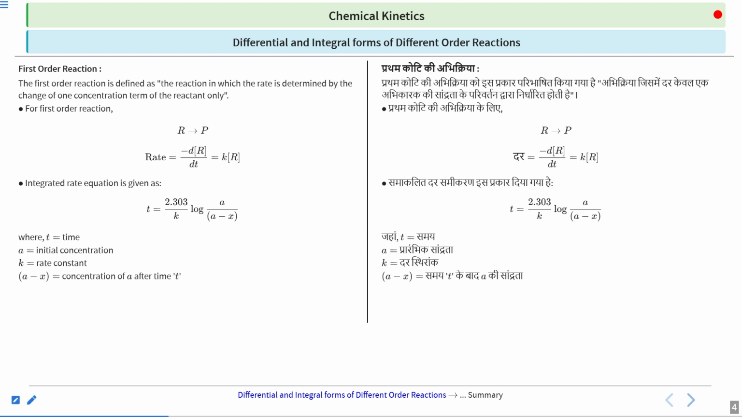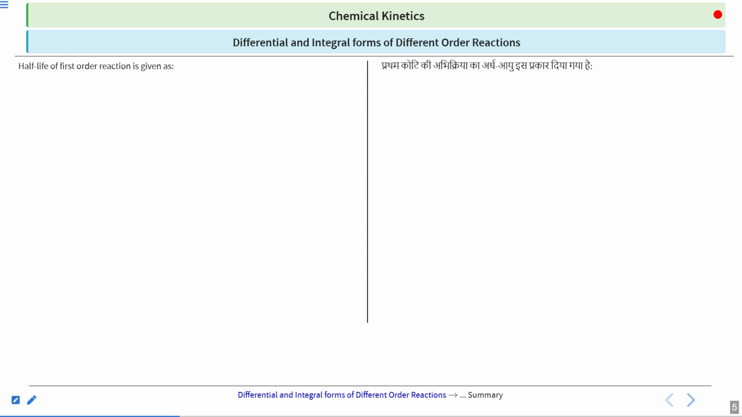So basically, here we have integrated the differential rate equation and got the integrated rate equation, which is t is equal to 2.303 by k log a by a minus x, where t is time, a is initial concentration, k is rate constant, and a minus x is concentration of A after time t. So how can we write the half-life of the first order reaction? For that, we can write t half is equal to 0.693 by k.